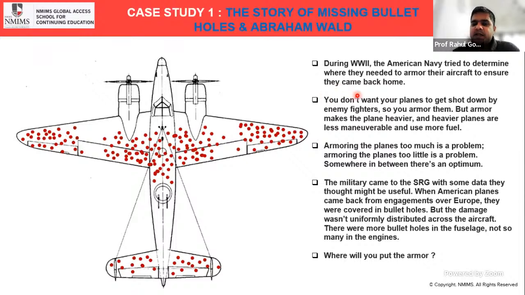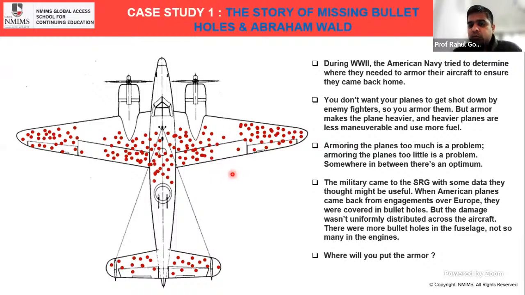So this case study is simple, right? It is the story of the missing bullet and Abraham Wald. During World War II, the Navy from America tried to determine, in the planes which had come back from the war, where do they need to build more armor, to ensure that the planes are coming back?